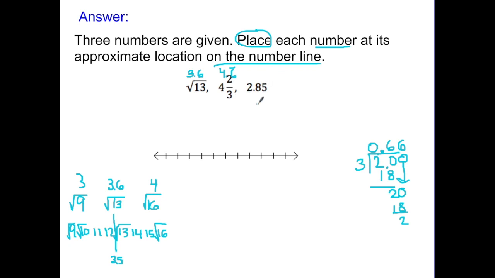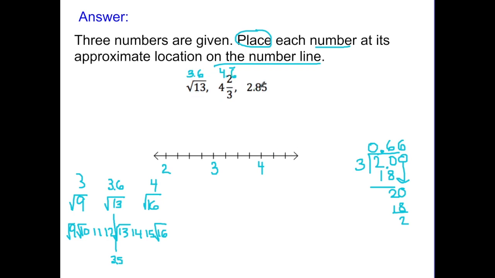Now we can see that 2.85 is the smallest, and then the square root of 13, and then 4 and 2/3, but we need to place them on the number line. So again, this number line is a snapshot of our values. We can start our number line at 2, and then I'm going to count 1, 2, 3, 4, or 1/4, 1/2, 3/4, and then a whole, so there's my 3. Then I can count four again, and I'm not going all the way to 5, so I should be okay.